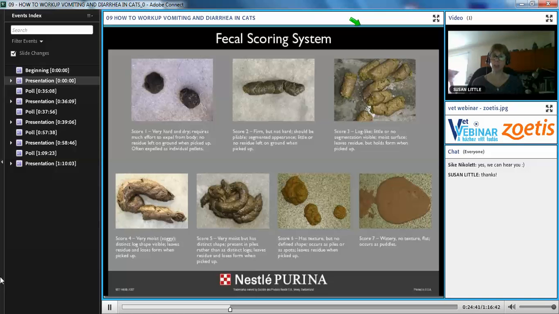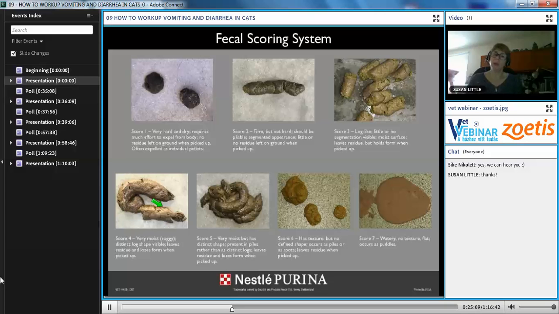So we show this to owners and ask them to show us which of the examples on this chart most resembles what they see at home. And for most cats, something between a score of 2 or 3 is normal. Something in between here, 2 to 3, is normal for most cats. So this is too dry and hard. We've probably got a very dehydrated cat. And these are all examples of diarrhea.